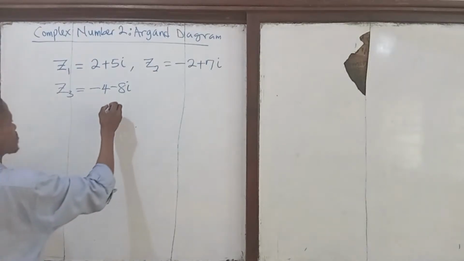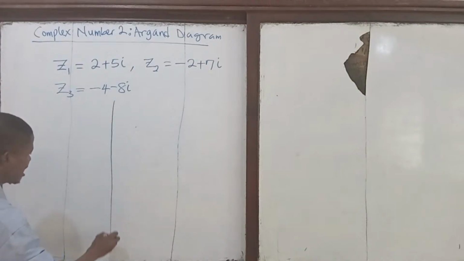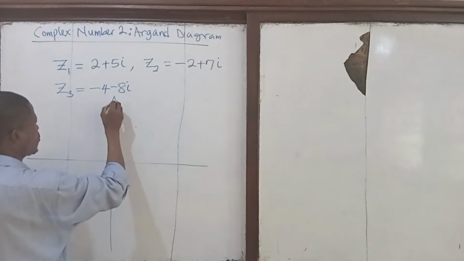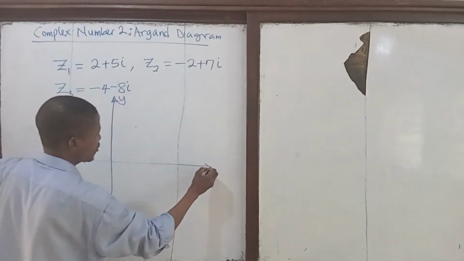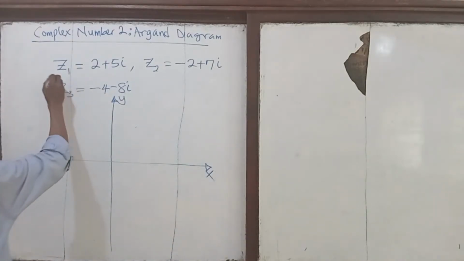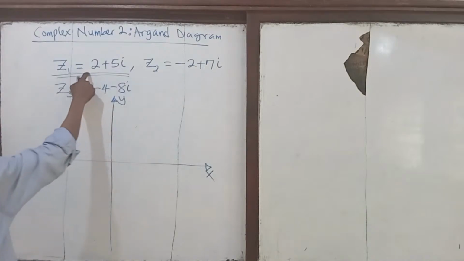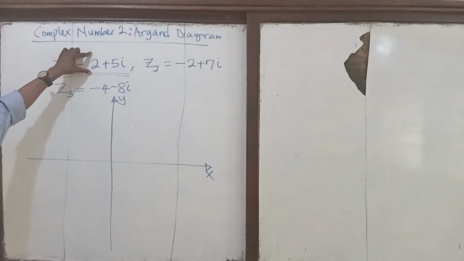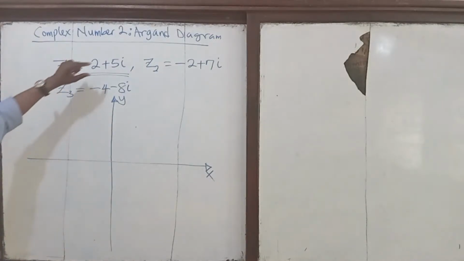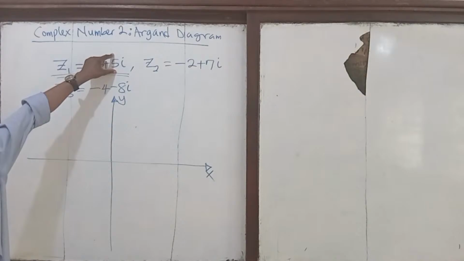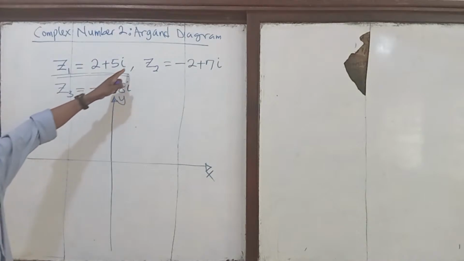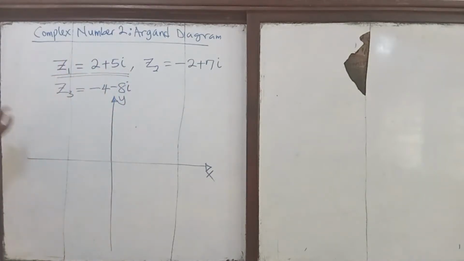So what you do is sketch your x and y axis. This is your y axis. This is your x axis. Let's sketch the one of z1. Z1 is 2 plus 5i. The 2 is the real part, which will be on the horizontal axis. The imaginary part is the 5i, and that will be on the vertical axis. The coefficient of i will be on the vertical axis.